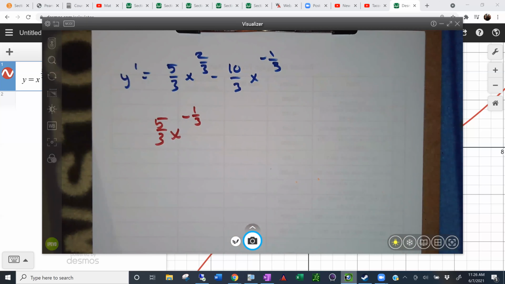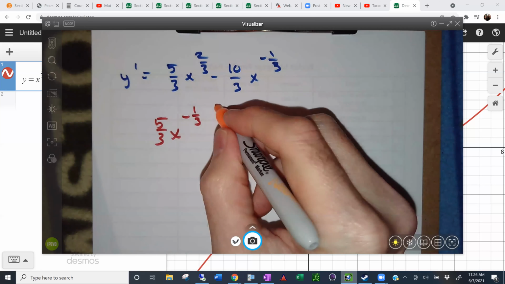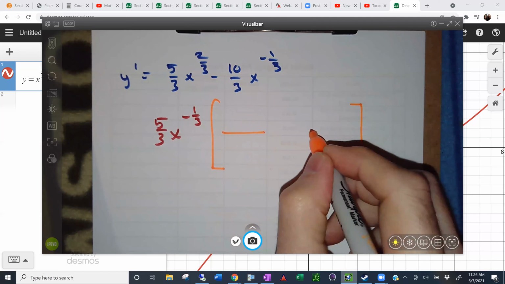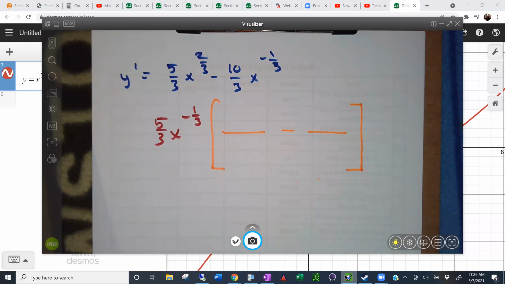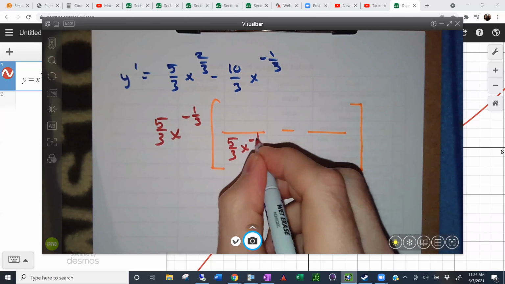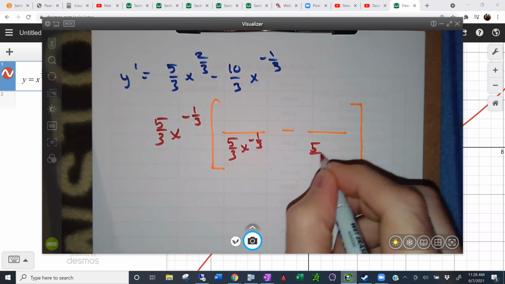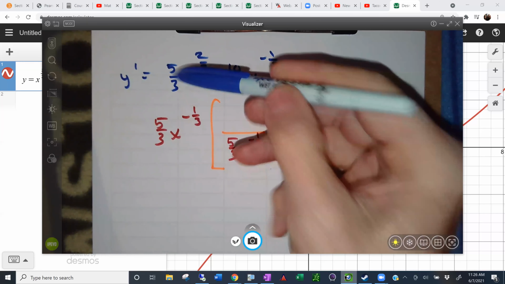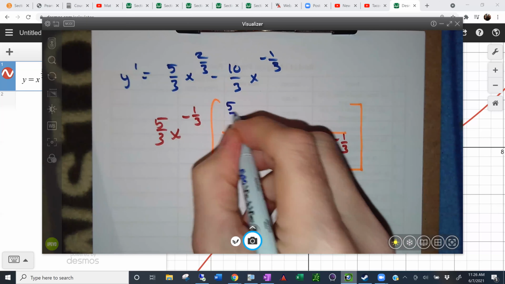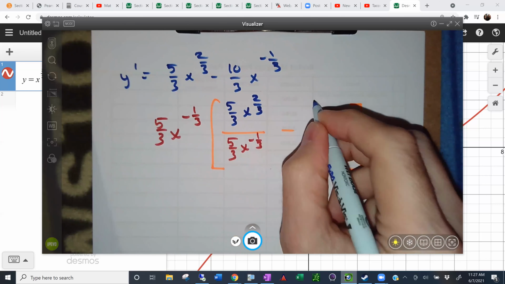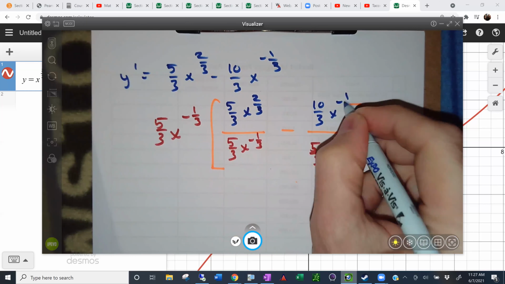Now, when I factor something out, I have to divide each of those terms by that factor. So each of these terms is going to get divided by 5/3 x to the negative 1/3. And that's going to divide into these terms: 5/3 x to the 2/3 minus 10/3 x to the negative 1/3.